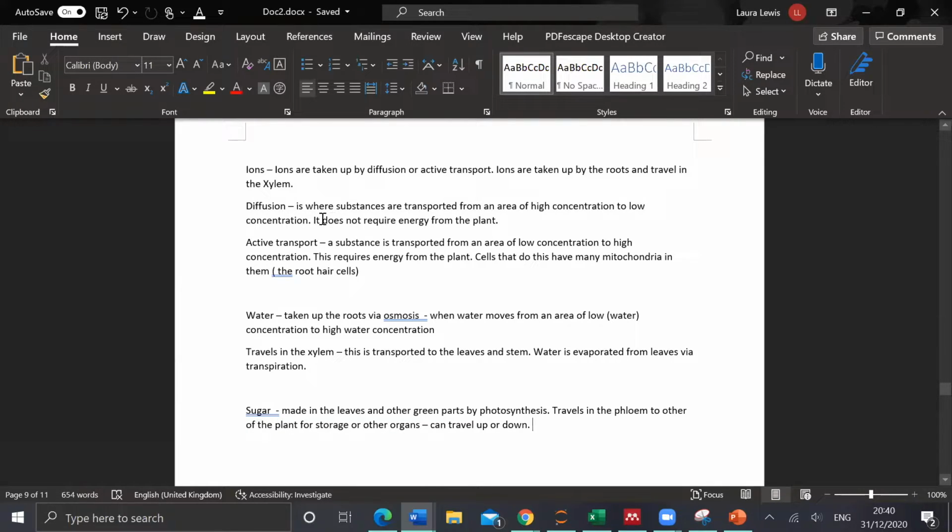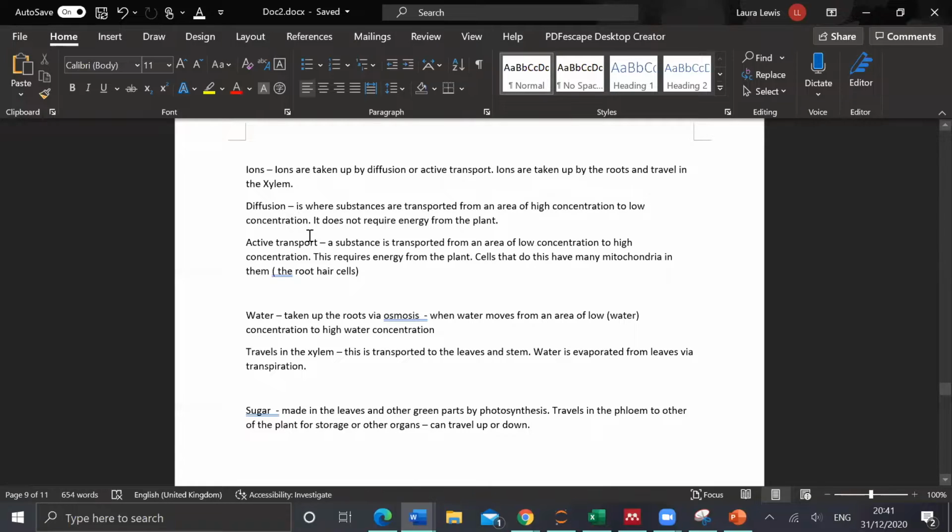Diffusion is where substances are transported from an area of high concentration to low concentration. When you think about diffusion, it's a straightforward one. For example, if you sprayed some perfume in the corner of a room, it spreads out to the rest of the room. It happens in plants and our bodies all the time. It does not require energy from the plant, so it just happens. Active transport is a bit different. Substances are transported from an area of low concentration to high concentration. This requires energy from the plant.